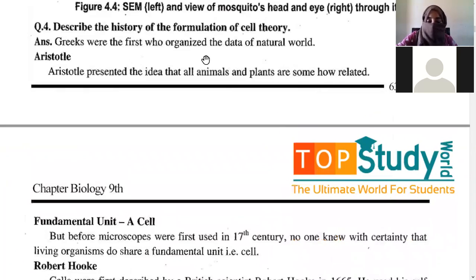The Greeks were the first to organize the data of the natural world. Aristotle is the scientist who presented the idea that all animals and plants are somehow related. So they said that the cell is a fundamental unit of life, but before microscopes were first used in the 17th century, no one knew with certainty that living organisms share a fundamental unit of life.